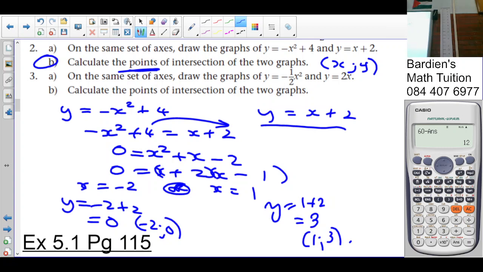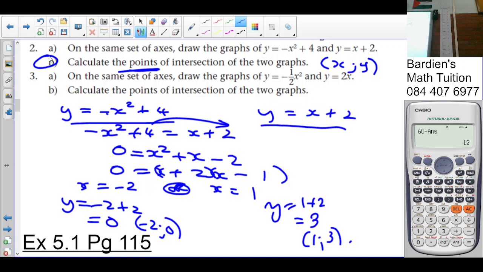If I had substituted into here, you see negative 1 squared would have been negative 1 plus 4 is 3. The same thing. When I put negative 2 in here, negative 2 squared, which is negative 4, plus 4 is again 0. So I could have substituted into any one, either the straight line or the parabola. Provided you made no mistake here, the answer should be the same. Okay, anything else? You guys understand? Alright.